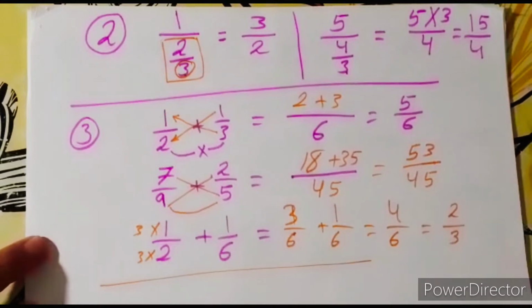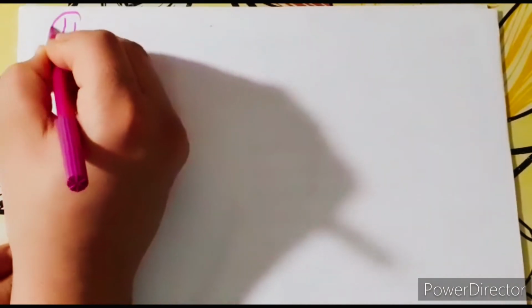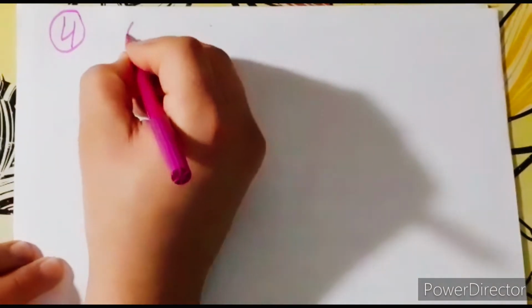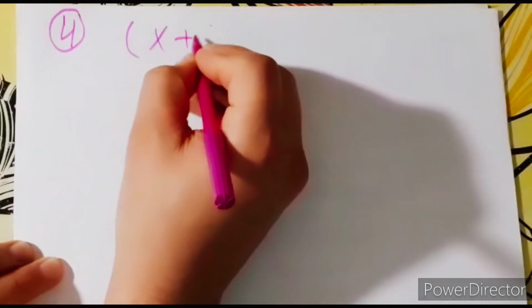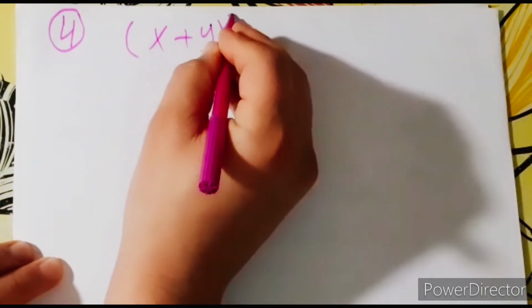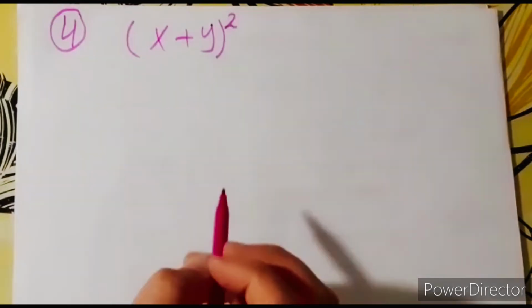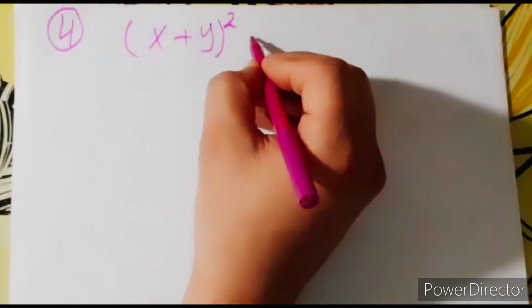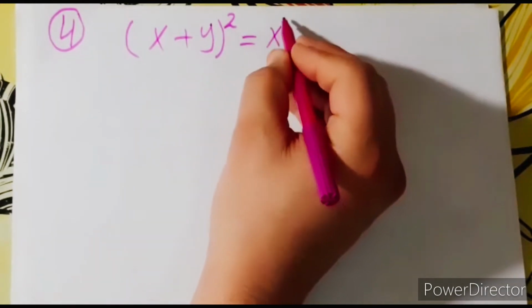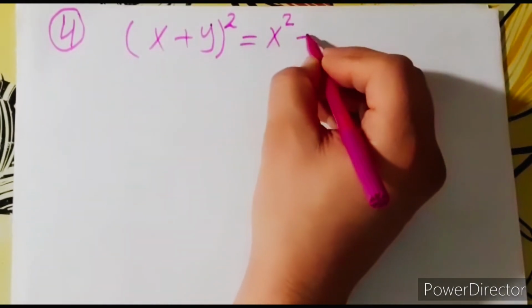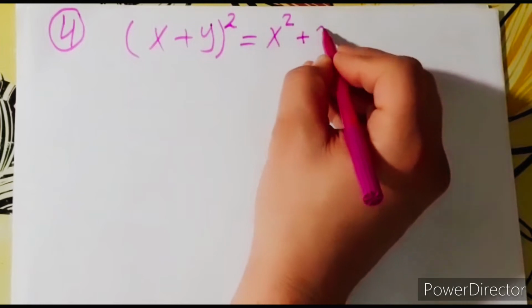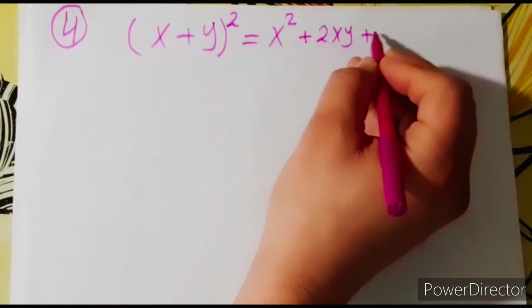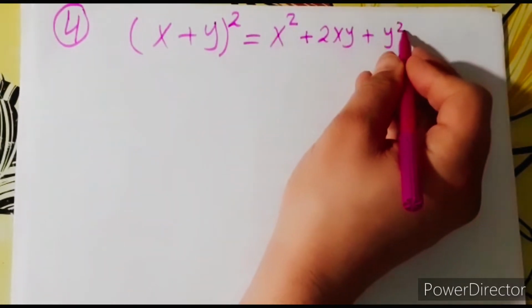Now let's go to the fourth rule. Number 4. x plus y all power 2. What is the result of this base? Equals x power 2 plus 2xy plus y power 2.